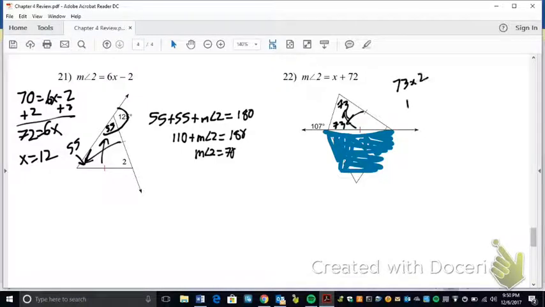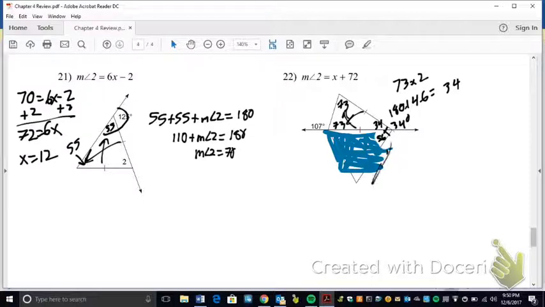So that means that 73 times 2 is 146. 180 minus 146 equals 34 degrees. That's 34. So now we're going to look at that corner. So notice there's that right angle there. That means that those two angles together are complementary. They add up to 90 degrees. So if that top one is 34, that bottom one is going to be 90 minus 34, or 56.